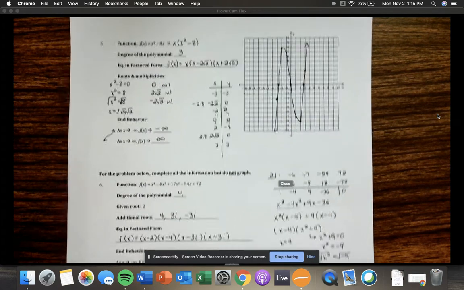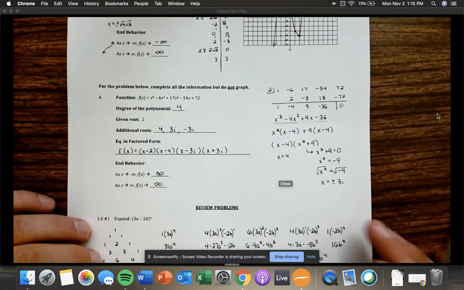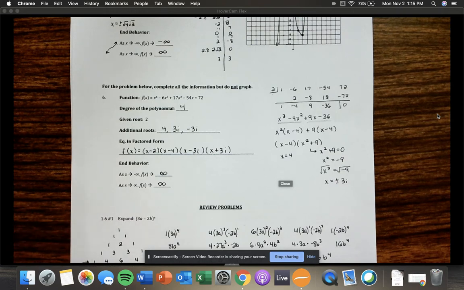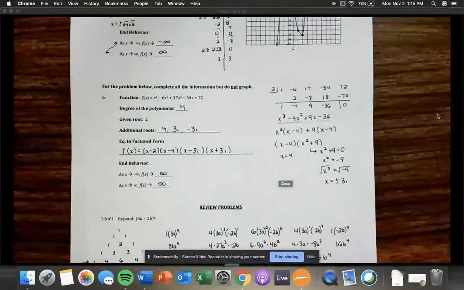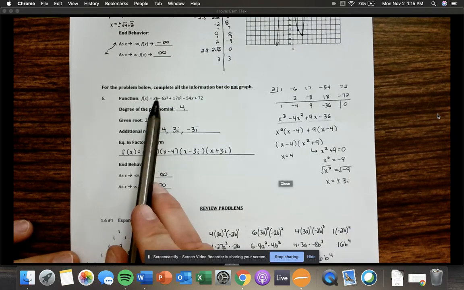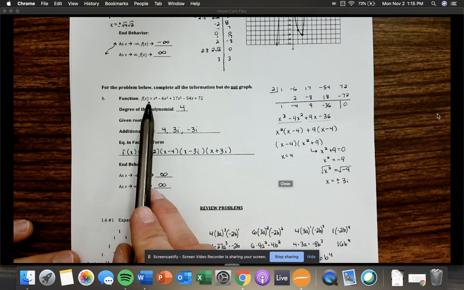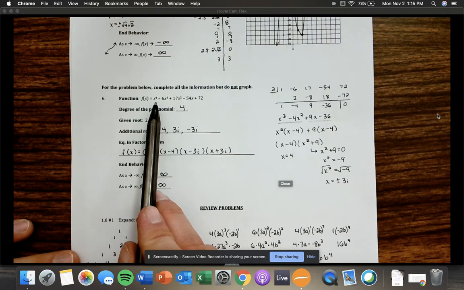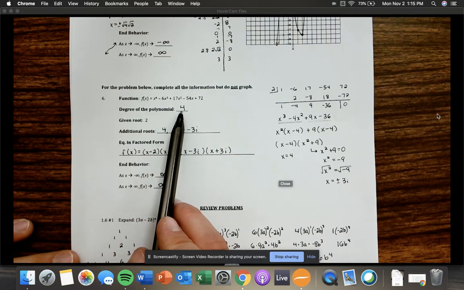All right, so let's look at number 6, the last one, and we don't have to graph it. Here we're given the function x to the 4th minus 6x cubed plus 17x squared minus 54x plus 72. It's in standard form, so if we want the degree, all we have to do is look at the largest exponent in the function. This x to the 4th, so it's got a degree of 4.